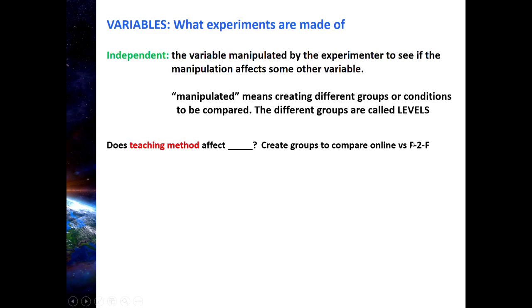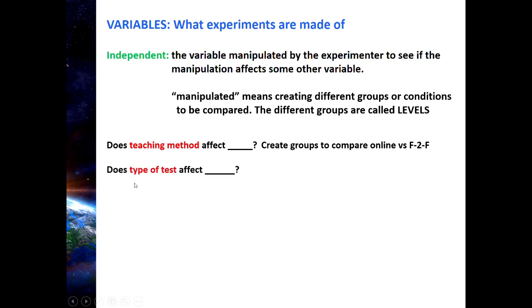Right? You will always have groups. If you have an independent variable, you will always have groups to test it. So online, face-to-face, here are 2 groups. Those are the levels of teaching method. Now, an independent variable must always have at least 2 groups, 2 levels. It can have more, but it can't just have one. You can't establish what effect teaching method has if you only test one method. You have to have at least 2.